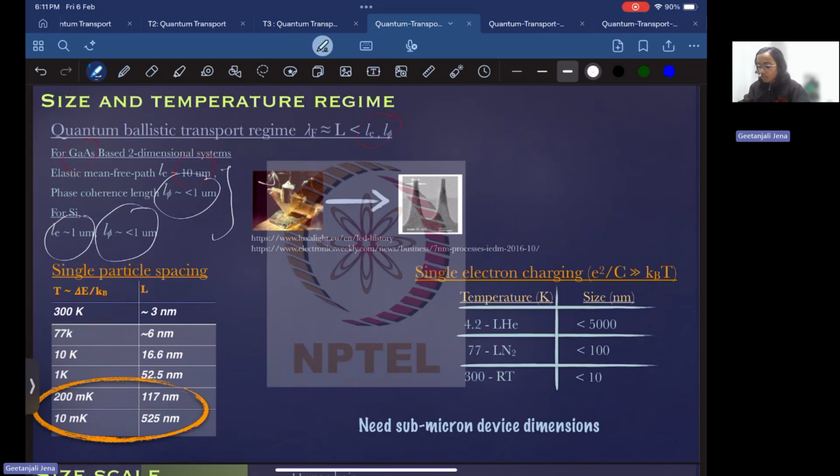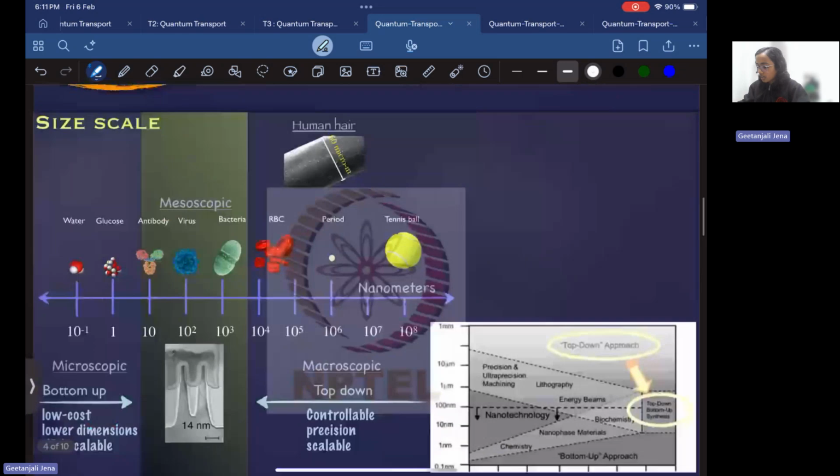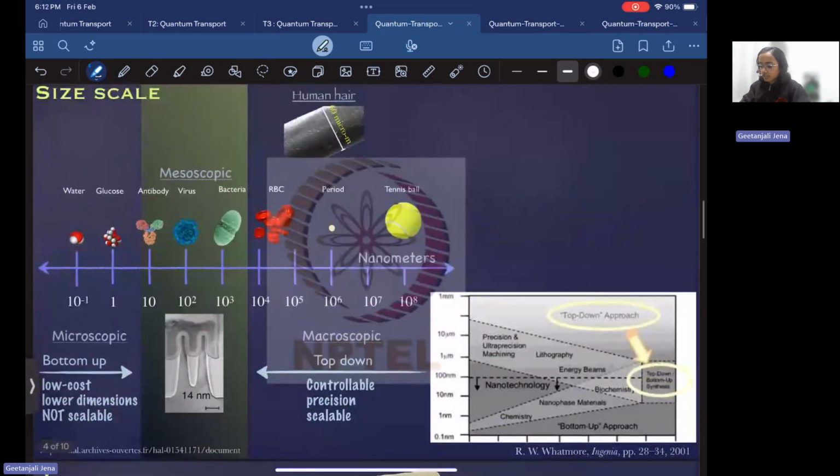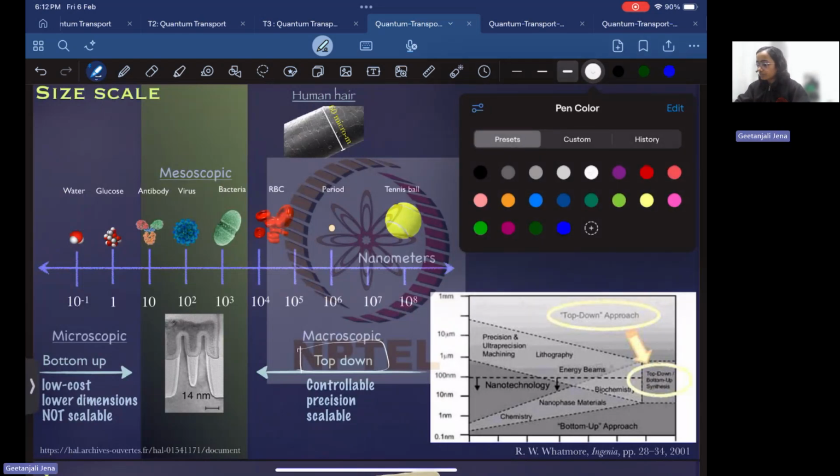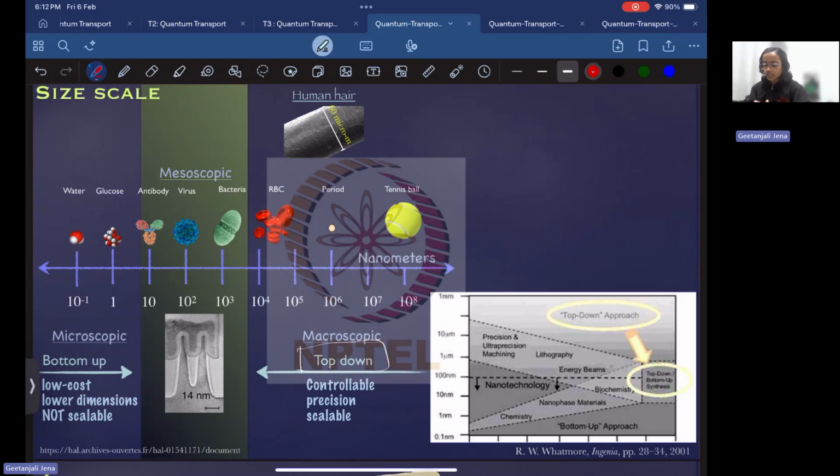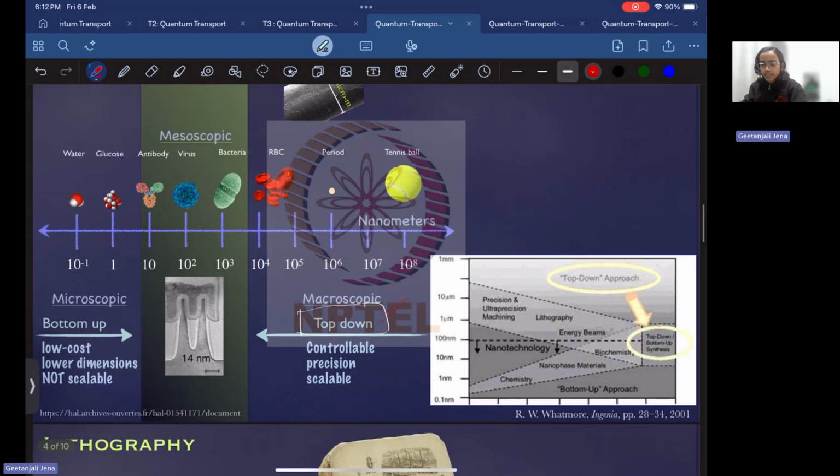For this, we have two types of methods: one is the top-down approach, and the other is the bottom-up approach. Top-down means we start from a macroscopic medium and gradually refine it to get our design, which has a specific dimension. Top-down is widely scalable, and the precision is also controllable.